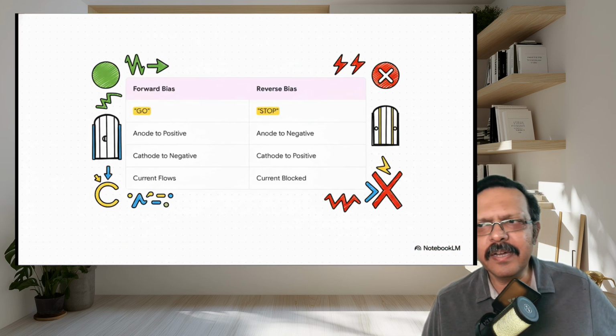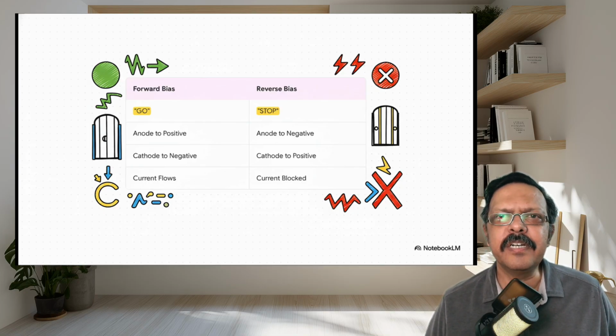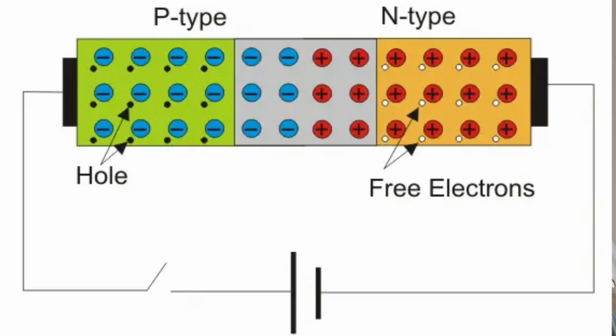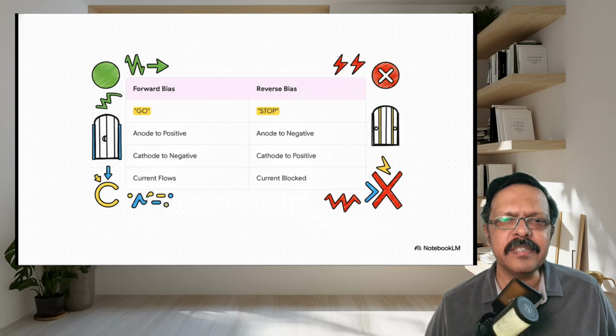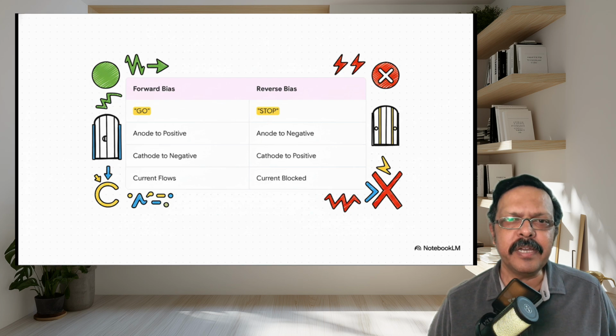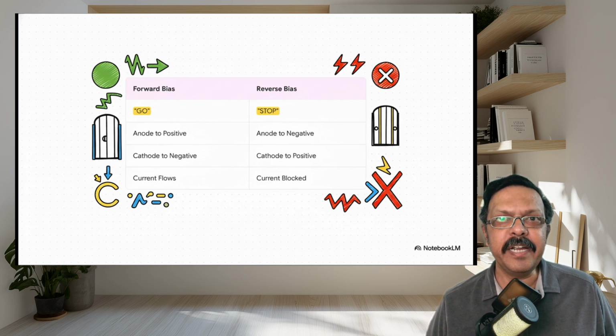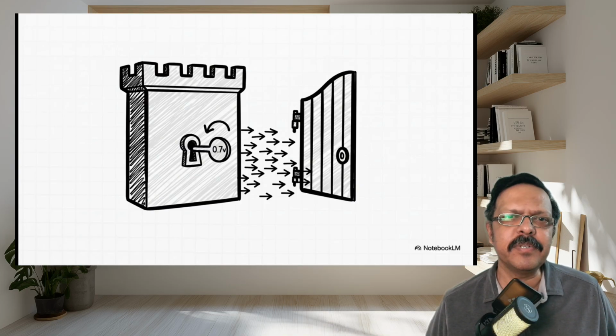So let's look at another concept, forward bias and reverse bias. This is how the PN junction responds. The diode's behavior depends entirely on how you apply voltage across this PN junction. In forward bias, you connect positive voltage to the P-type side. So this shrinks the depletion region. The barrier drops and the diode starts conducting. It's a green light. In reverse bias, you apply the positive voltage to the N-type side. The depletion region widens dramatically and the gate slams shut.